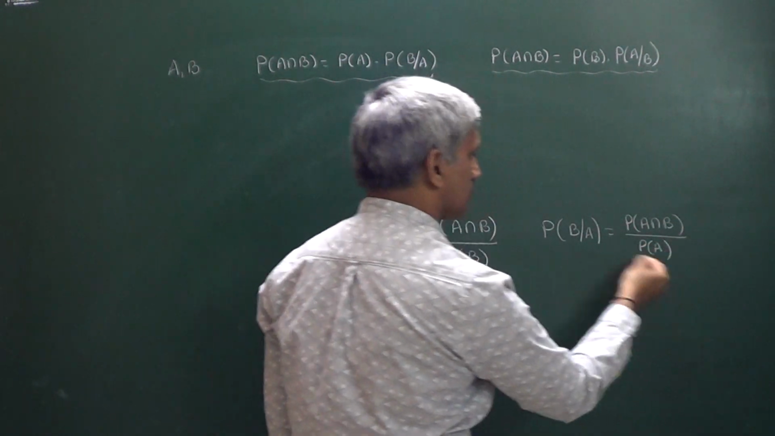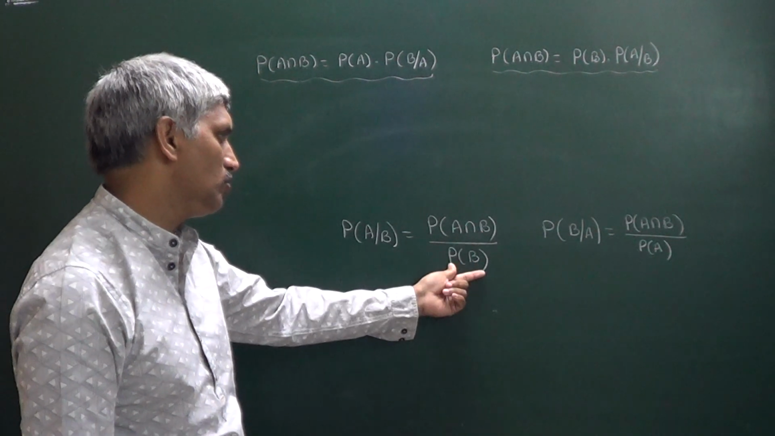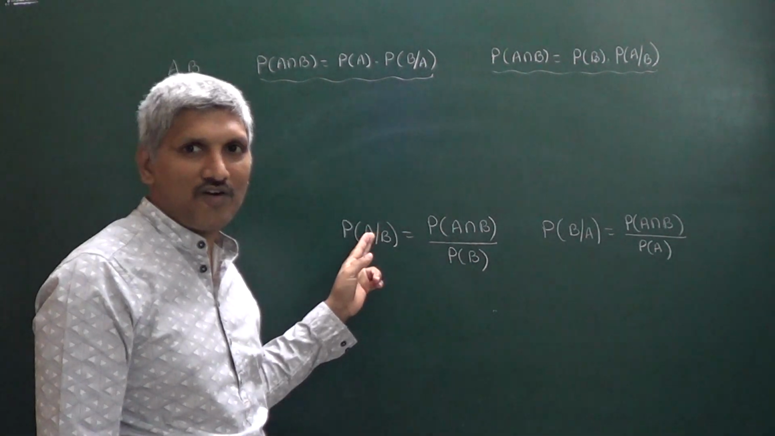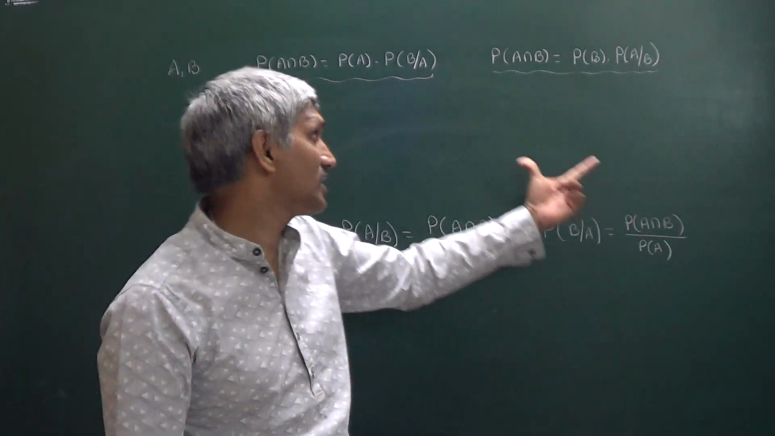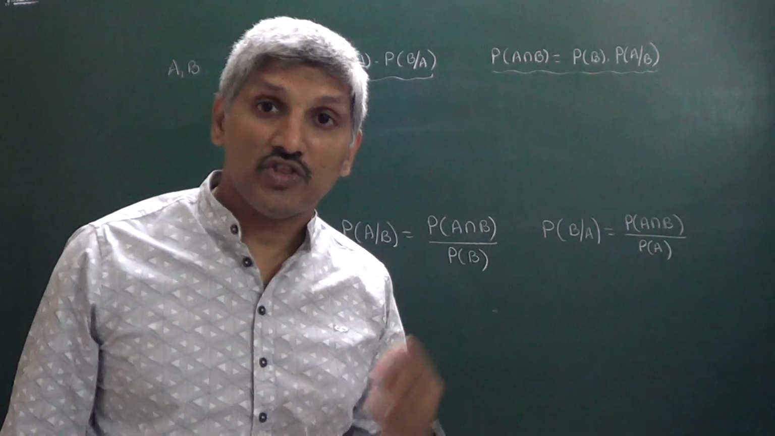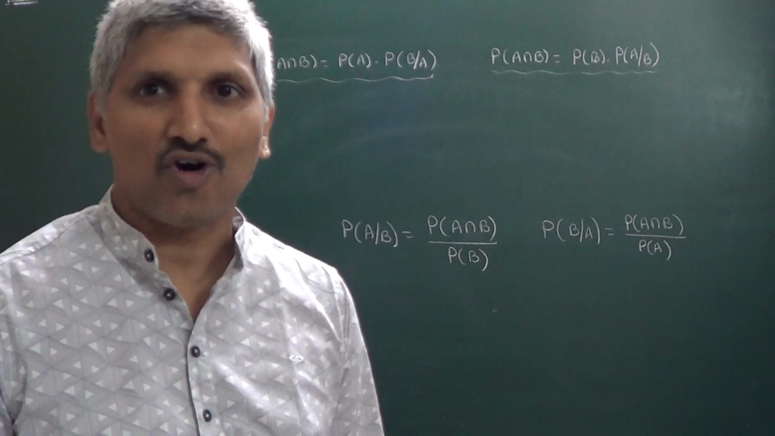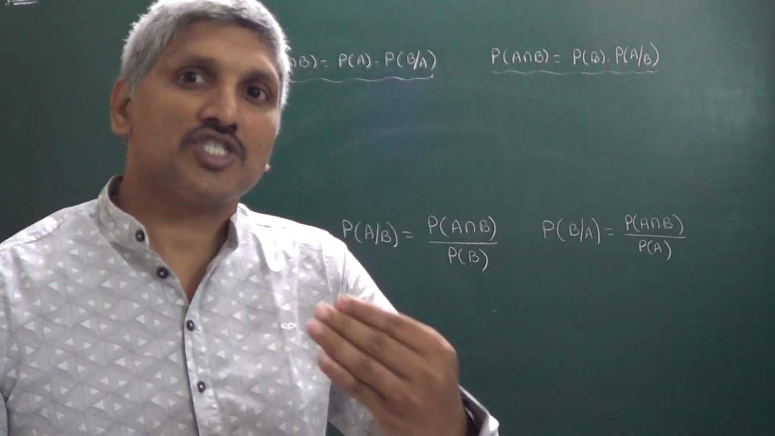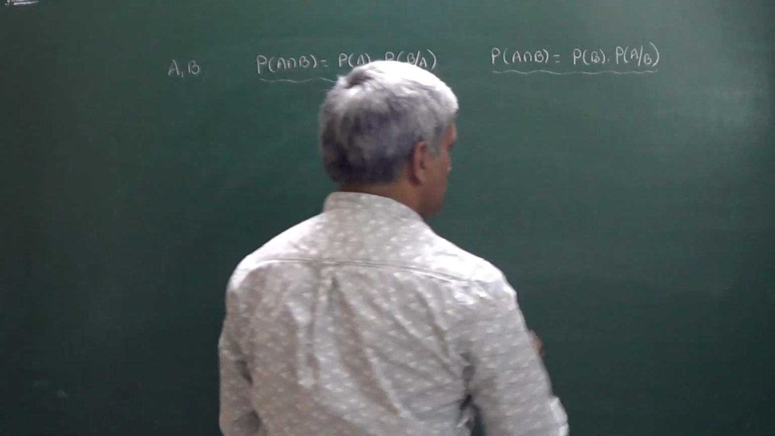Now, by cross multiplication you will get P of A intersection B is equal to P of B into P of A by B. Here also, by cross multiplication, you will get P of A intersection B equal to P of A into P of B by A. Sometimes in the board exam they may ask for a proof of the multiplication theorem on probability. That's why I am going to discuss a few steps of how to prove it. All of you pay attention here.